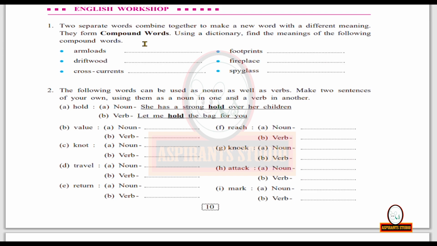The following words can be used as nouns as well as verbs. Make two sentences of your own using them as a noun in one and a verb in another. A. Hold. Noun: She has a strong hold over her children. Verb: Let me hold the bag for you.